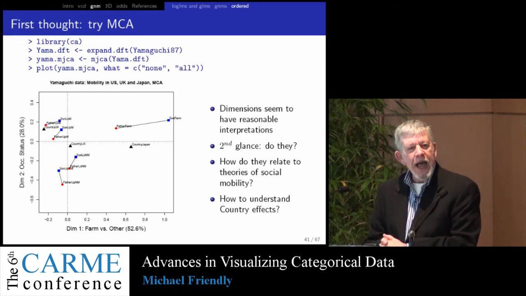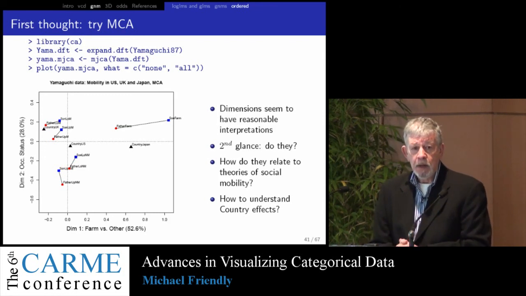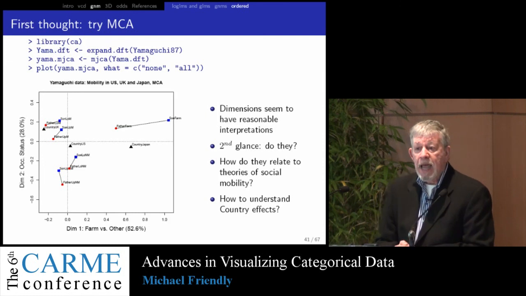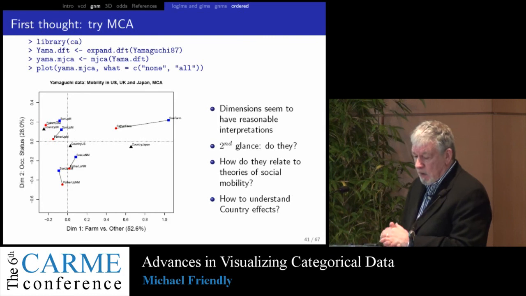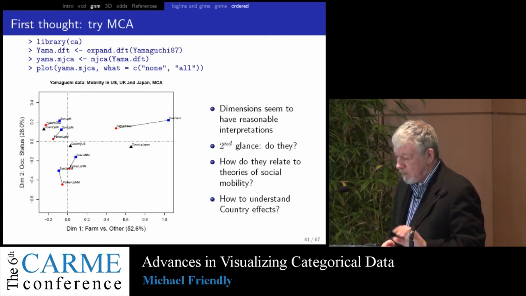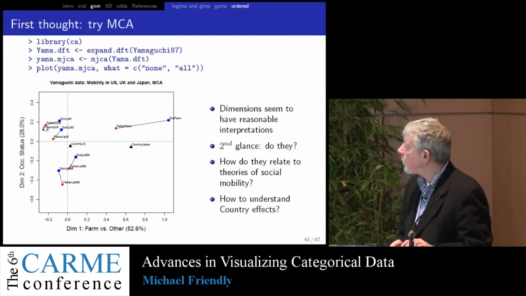So I said, oh, that sounds great. But then I thought, well, how does this actually relate to sociological theory about social mobility? And that was not at all clear to me. I also couldn't see how to interpret the country effect. So we have Japan way out over here, US in the middle, and UK over here.